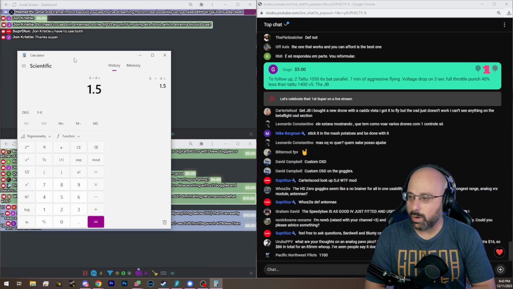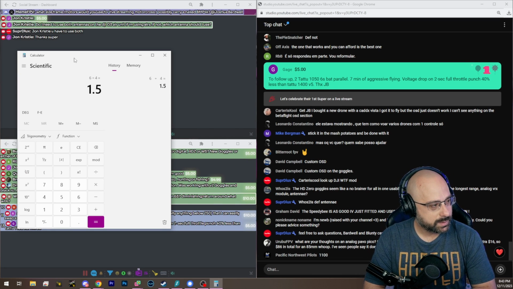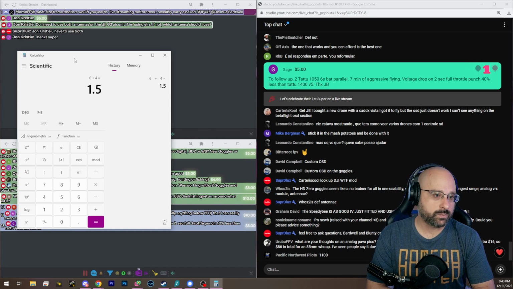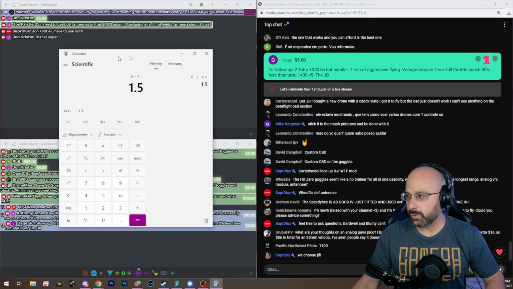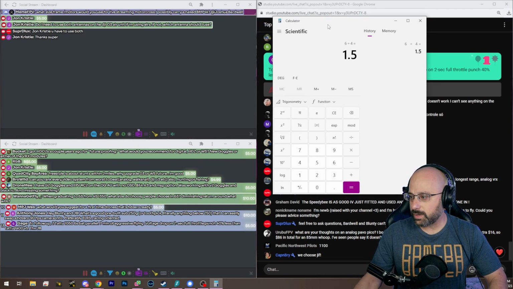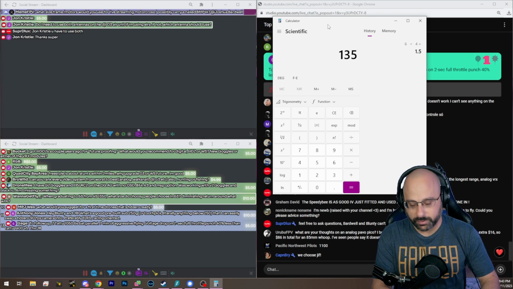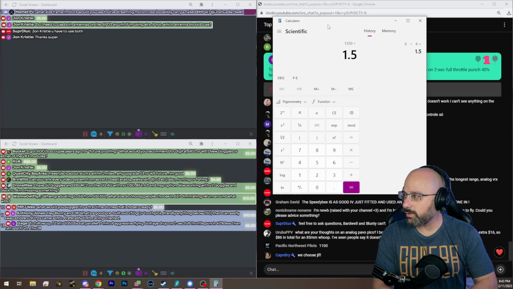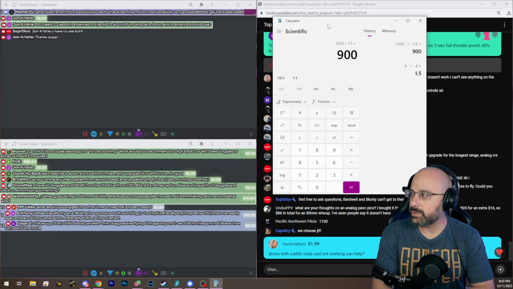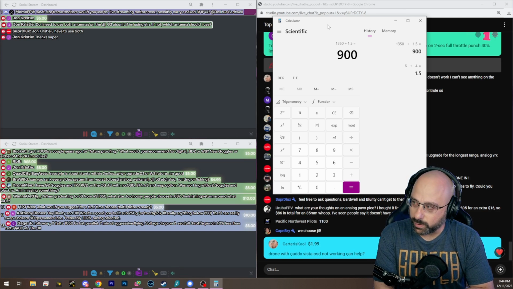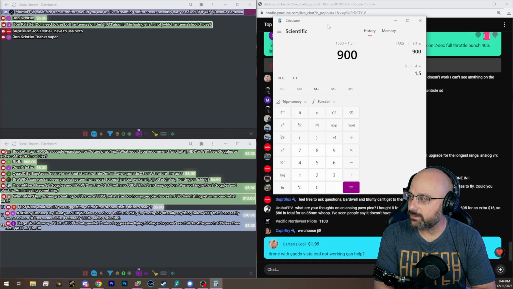6 out of 4 is 1.5. So the 6S voltage is 1.5 times the 4S voltage. Then we're going to take your 4S milliamp hours, 1350 milliamp hours, divide by 1.5, and we're going to get 900. The equivalent 6S battery to a 4S 1350 is 900 milliamp hours.